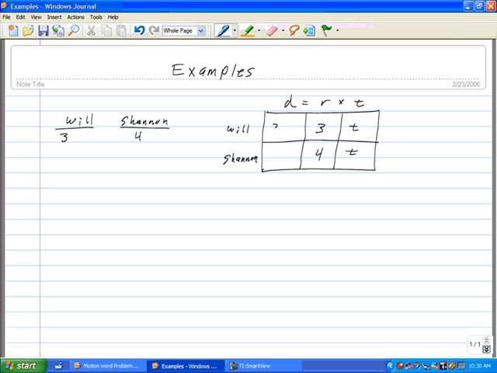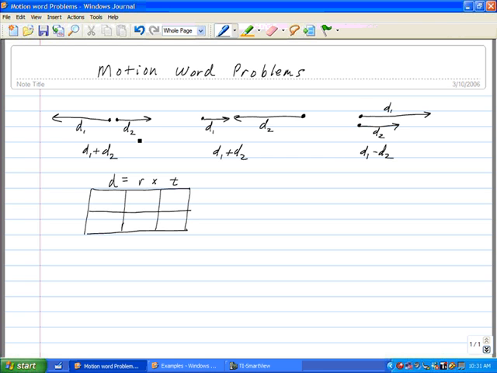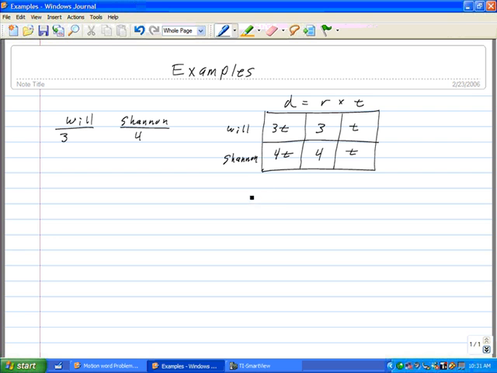Again, the relationship is distance equals rate times time. So I will multiply these two together, and I've got something to fill in my distance box. Now, it was said that these two people are walking in opposite directions. If we look back at our three situations, this matches the first of the three. So we would simply take these two distances, 3t plus 4t, and set it equal to the distance that's going to be between them when the walkie-talkies quit working.